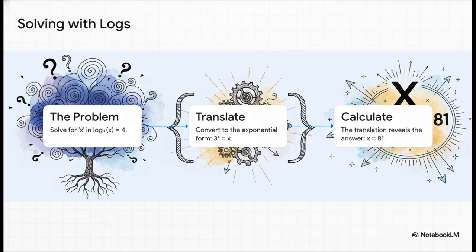So, why is this translation skill so incredibly useful? Because it is a powerful problem-solving tool. Check this out. Solve for x in log base 3 of x equals 4. Looking at it like this, it's not super obvious what x is. But what happens if we translate it? Our base is 3, our exponent is 4, and the result is x. That gives us 3 to the power of 4 equals x. All of a sudden, that's a super easy calculation. 3 times 3 is 9, times 3 is 27, times 3 is 81. So x equals 81. The translation just handed us the answer.